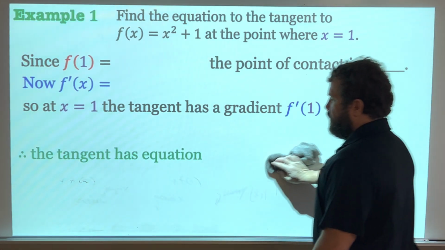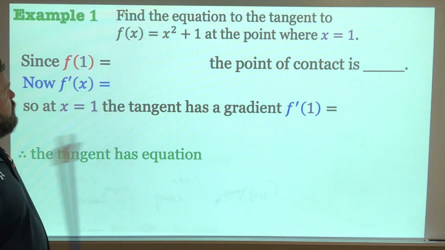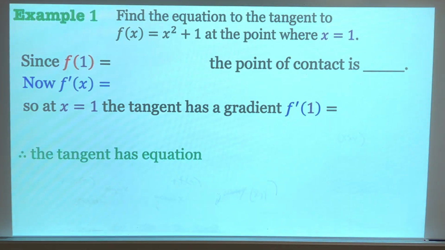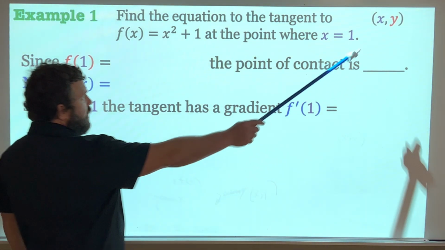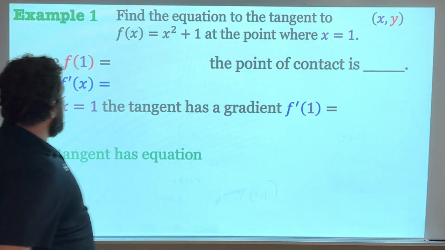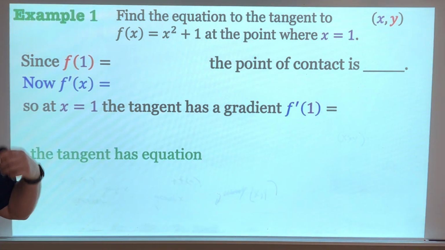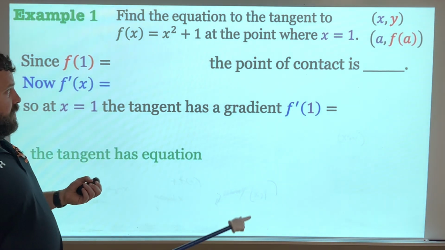All right, so here's example one. You may be going, what the heck is he talking about? So find the equation of the tangent to f of x equals x squared plus 1 at the point where x actually equals 1. All right? Step 1. What we got here? We have to find our x and our y. So what is our x? 1. Our x and our y are the same as what? We just said it, our A and our f of A.